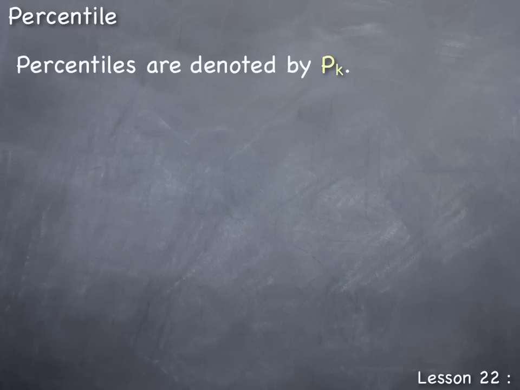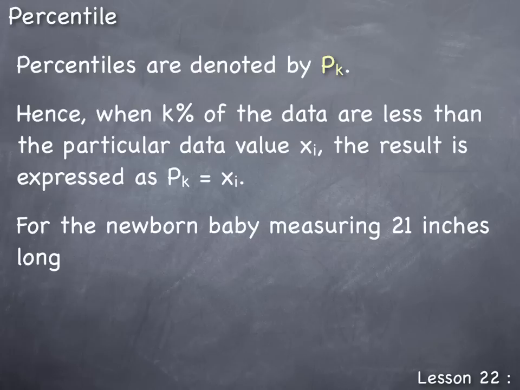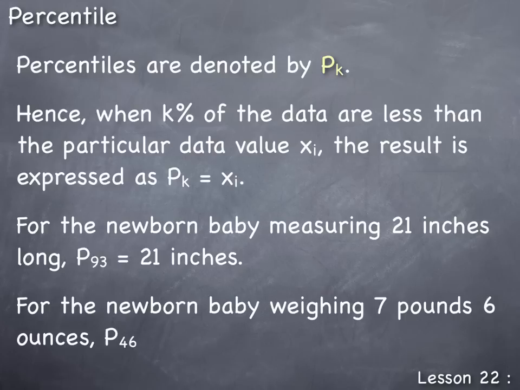Percentiles are denoted by the symbol P sub k. Hence, when k% of the data are less than the particular data value x sub i, the result is expressed as P sub k equals x sub i. For the newborn baby measuring 21 inches long, P sub 93 equals 21 inches, because the baby measuring 21 inches long falls at the 93rd percentile. For the newborn baby weighing 7 pounds 6 ounces, P sub 46 equals 7 pounds 6 ounces, because the baby falls at the 46th percentile.